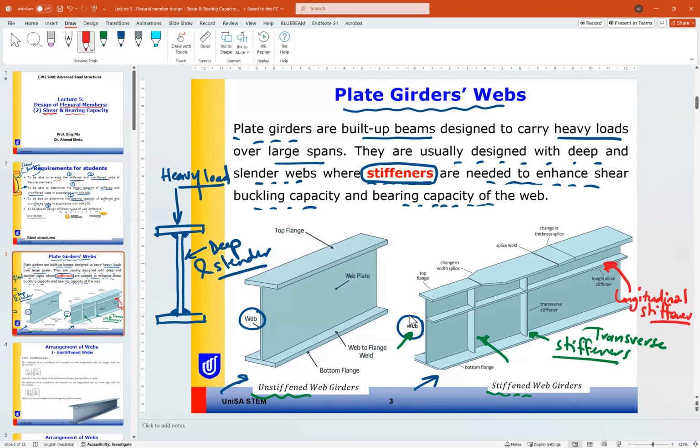So our class today will be how to find the shear and bearing capacity for both unstiffened and stiffened web. Which one do you expect has more shear and bearing capacity? The stiffened web girder, because we use the stiffener to increase the shear and bearing capacity. Okay? Do you have any question up to now?